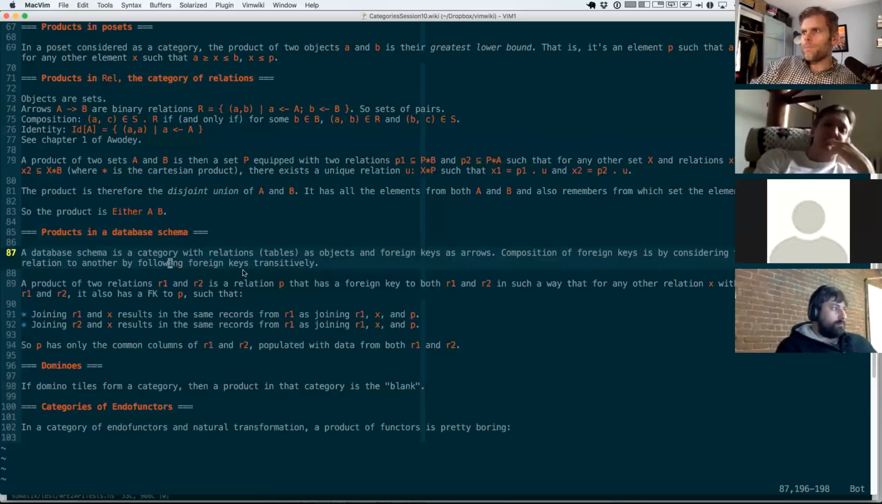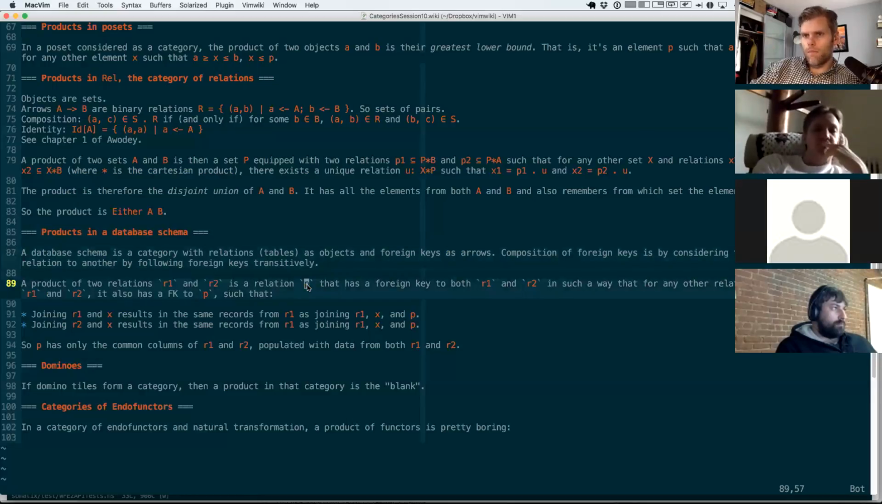Ah, okay. Interesting. So then a product of the two relations R1 and R2 is some table or relation P that has a foreign key to both R1 and R2. Right, so we can think of some table that has two columns. One of them is a foreign key to R1 and the other one is a foreign key to R2. But it has to be in such a way that for any other relation X with foreign keys also to both R1 and R2, that table X also has a foreign key to P, right?